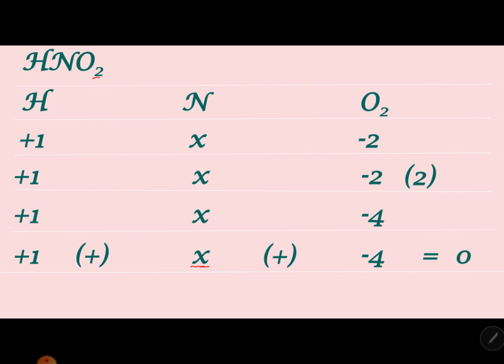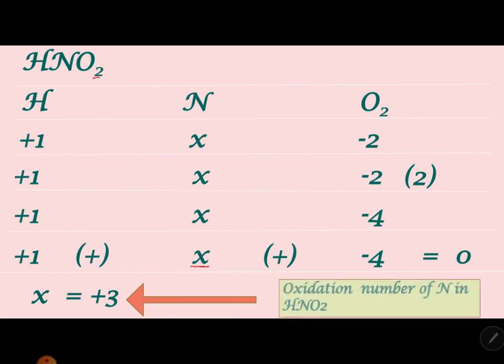When you will calculate the value of X, answer is +3. And X is the supposed oxidation number of nitrogen. So here is the answer. Oxidation number of nitrogen in nitrous acid is +3. By following these simple steps, you can easily calculate the oxidation number of any element in a neutral molecule.